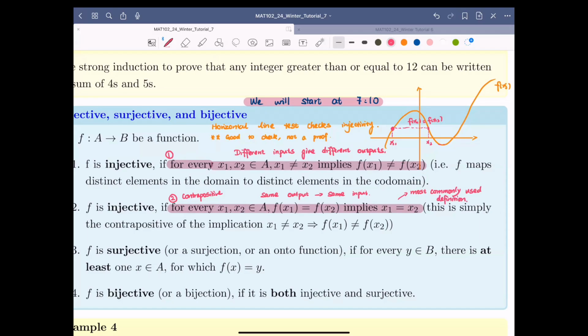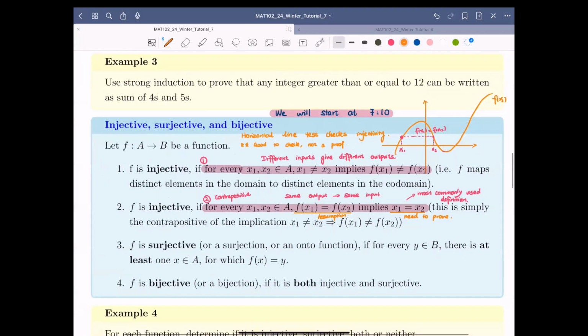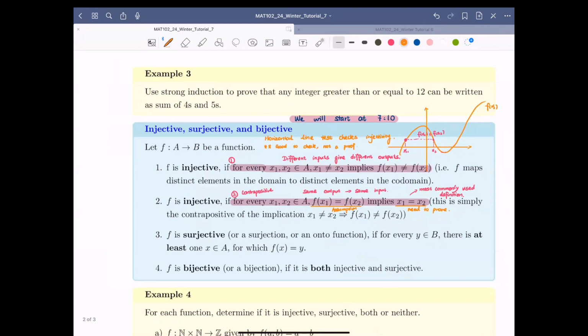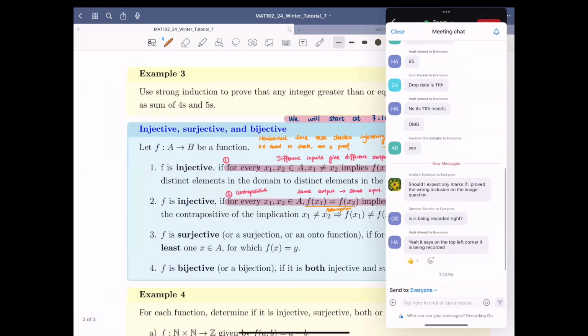Most commonly used definition, which means for most of the injectivity questions you use this definition, so you should know it by heart, okay? So in practice, what you do is you suppose this and you show this. So let me write it down as well, because if I don't write it down, people don't know this is your assumption, and this is what you need to prove. That's injectivity. Does this make sense to people? Are you guys good?